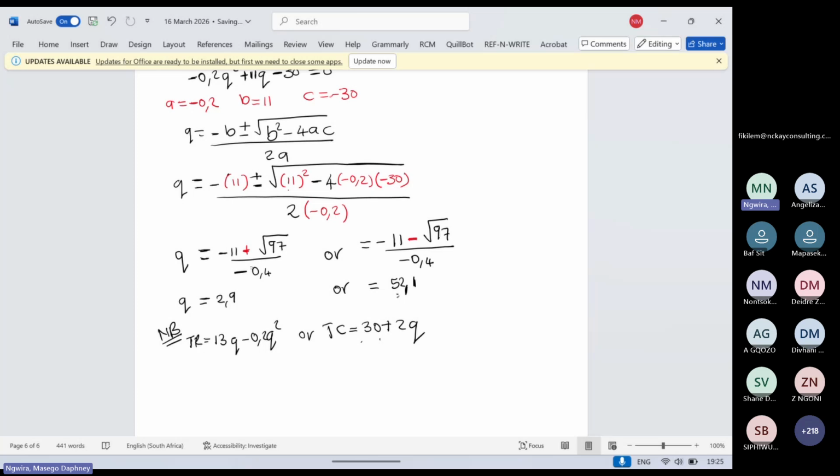So here, for total revenue, I'm going to substitute my 2.9. So this is 13 times 2.9 minus 0.2Q, times 2.9 all squared. You're going to get the answer. Sorry, I'm going to show you the function now.